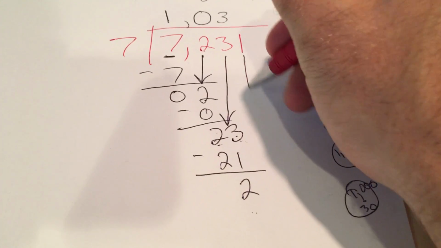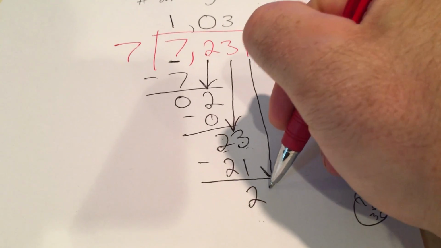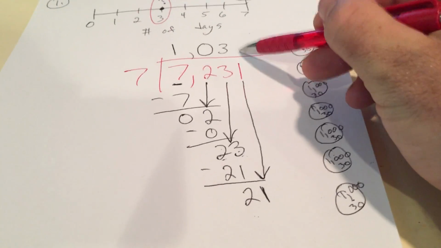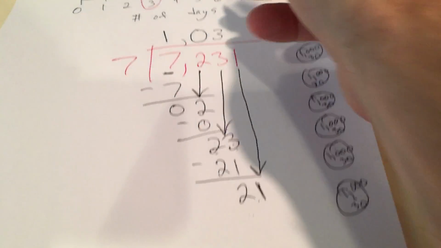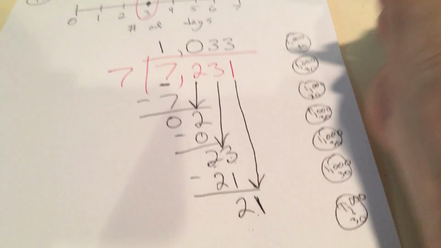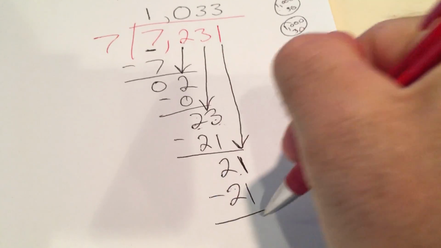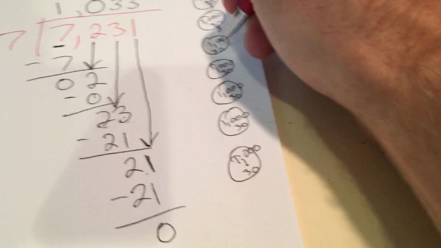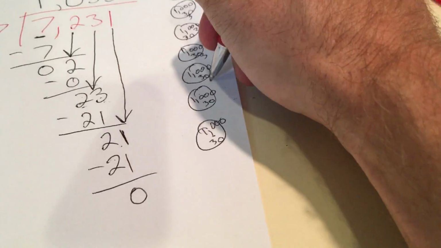Now we're going to bring down the 1, and we're going to combine it with those 20. Now we have 21. How many 1s can we put in the group? If we have 21 and we have 7 groups, we can put 3 into each group. 3 times 7 is exactly 21, so there's no remainder. So we can put 3 1s into each group.